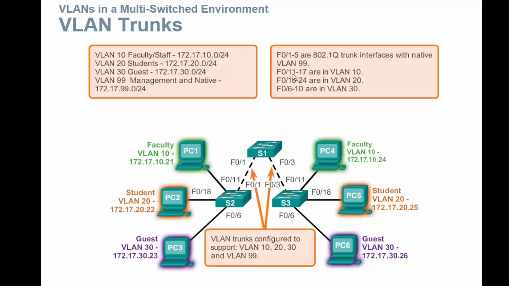Our Ethernet ports 11 through 17 are VLAN 10, our Ethernet ports 18 to 24 are VLAN 20, and our Ethernet ports 6 to 10 are our VLAN 30s. Our VLAN trunks are configured to support 10, 20, 30, and our native and management 99.